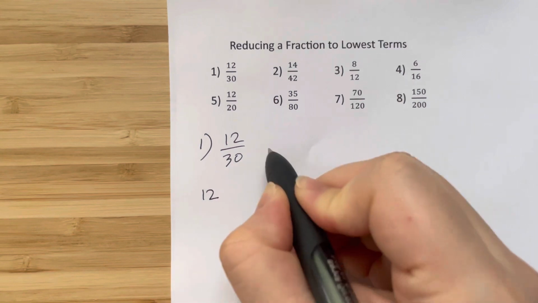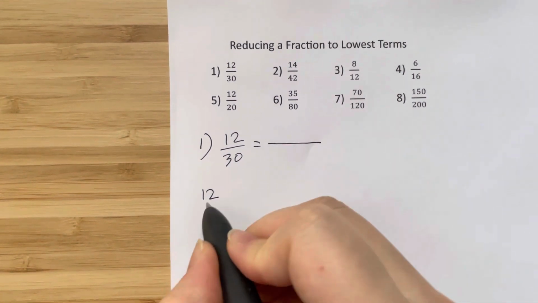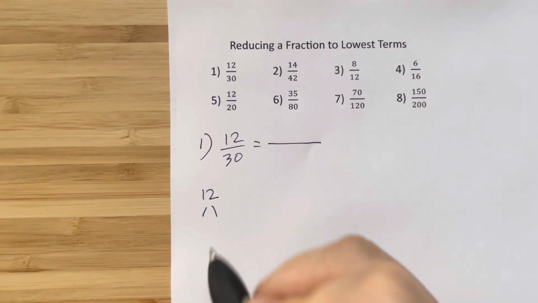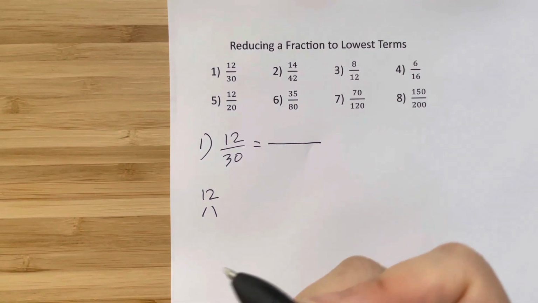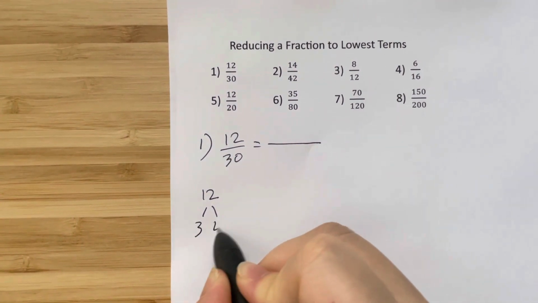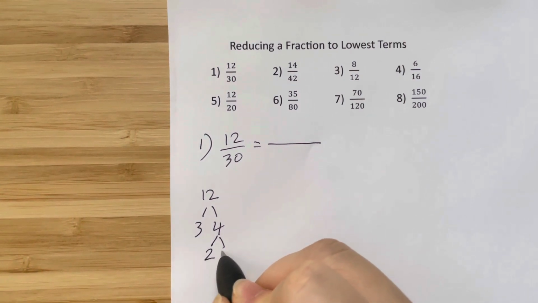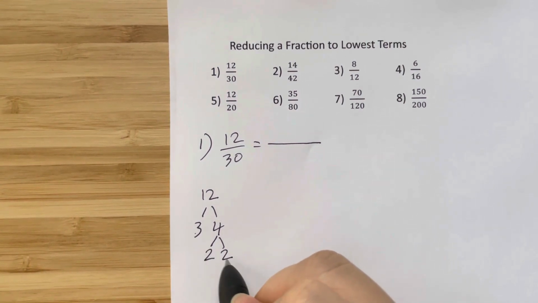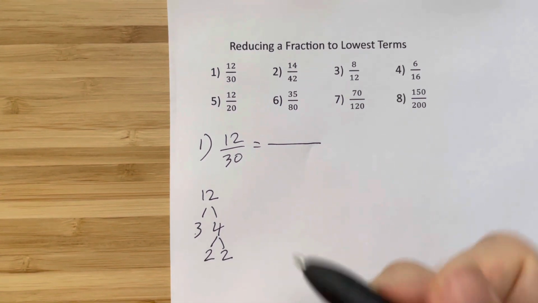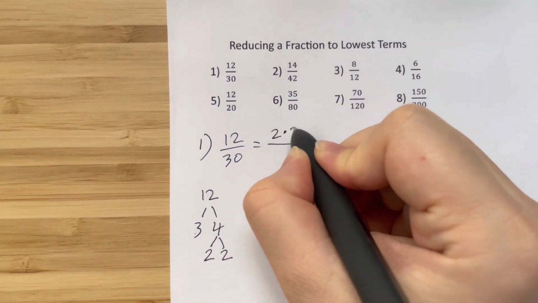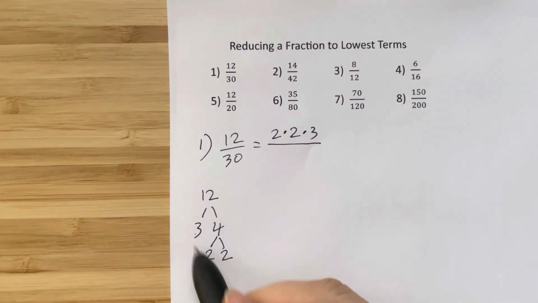So we have a 12 on top. 12 is what times what? We're going to get 3 and a 4. And a 4 is a 2 and a 2. Now, because all of these are prime numbers, those are the numbers we're going to use. So we have 2 times 2 times 3 from here.